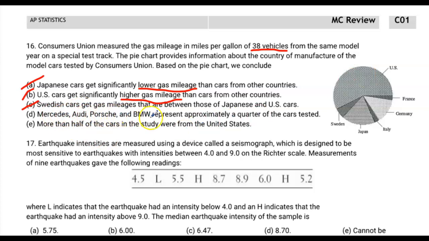Mercedes, Audi, Porsche, BMW. These are car manufacturers not even talked about on the chart. The chart is only showing that all of these cars from here all the way around to here come from the U.S. So more than half the cars in the study were from the United States. Should make sense to you.